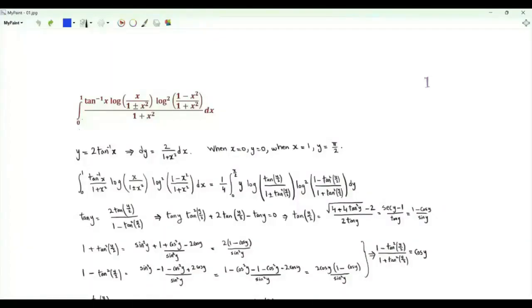Bismillah ar-Rahman ar-Rahim. We have the integral from x = 0 to 1 of the inverse tangent of x, times log x over 1 plus or minus x squared, times the square of log of (1 minus x squared) over (1 plus x squared). The product in the numerator is divided by 1 plus x squared.